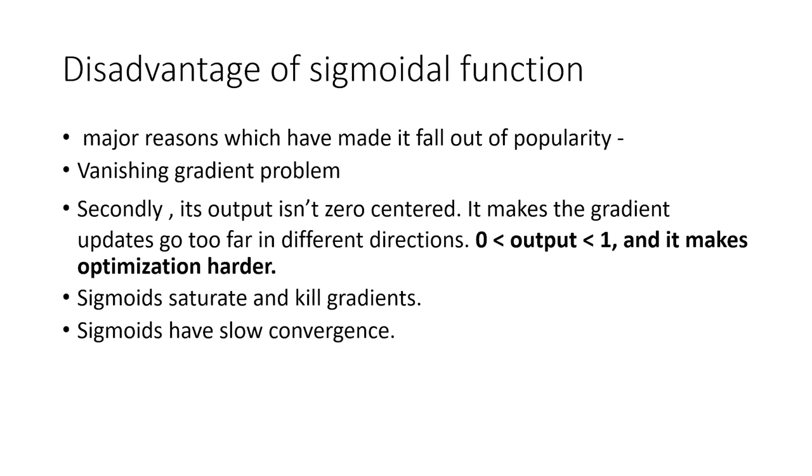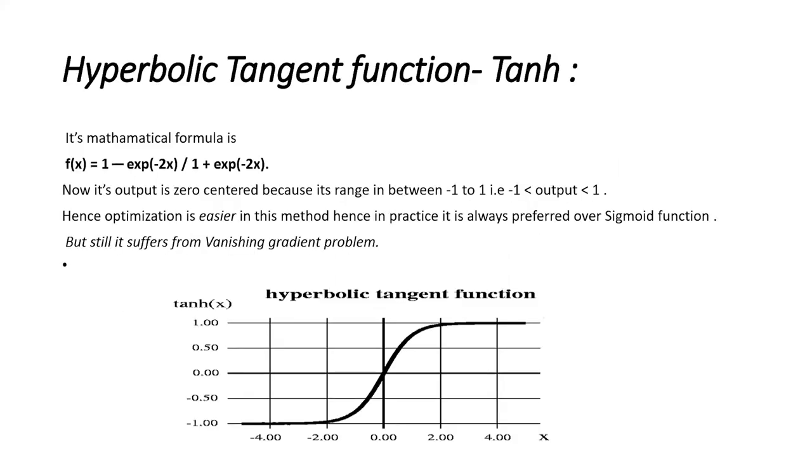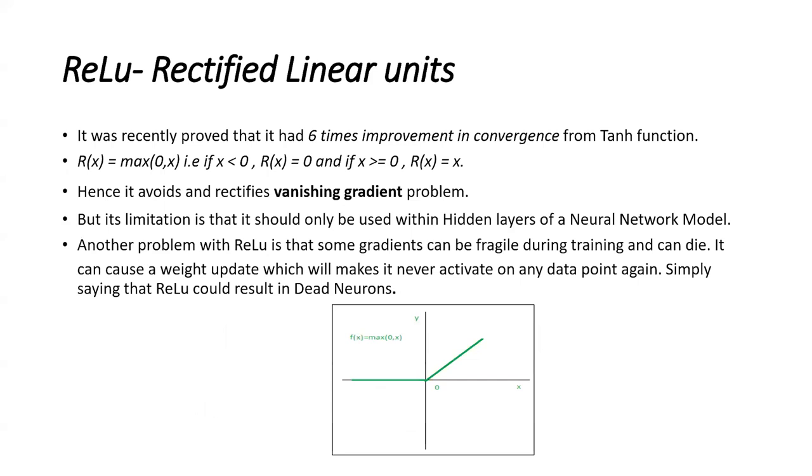So you understand that the major problem with the sigmoid function was that it is not zero centered, but now it is zero centered with tanH. Now the only problem is the vanishing gradient problem. To help with this, we have a new activation function, which we call the ReLU activation function, the rectified linear unit. It was recently proved that it has a 6 times improvement in convergence over the tanH function. We have seen tanH in the previous slide, and this is how the leaky ReLU looks.